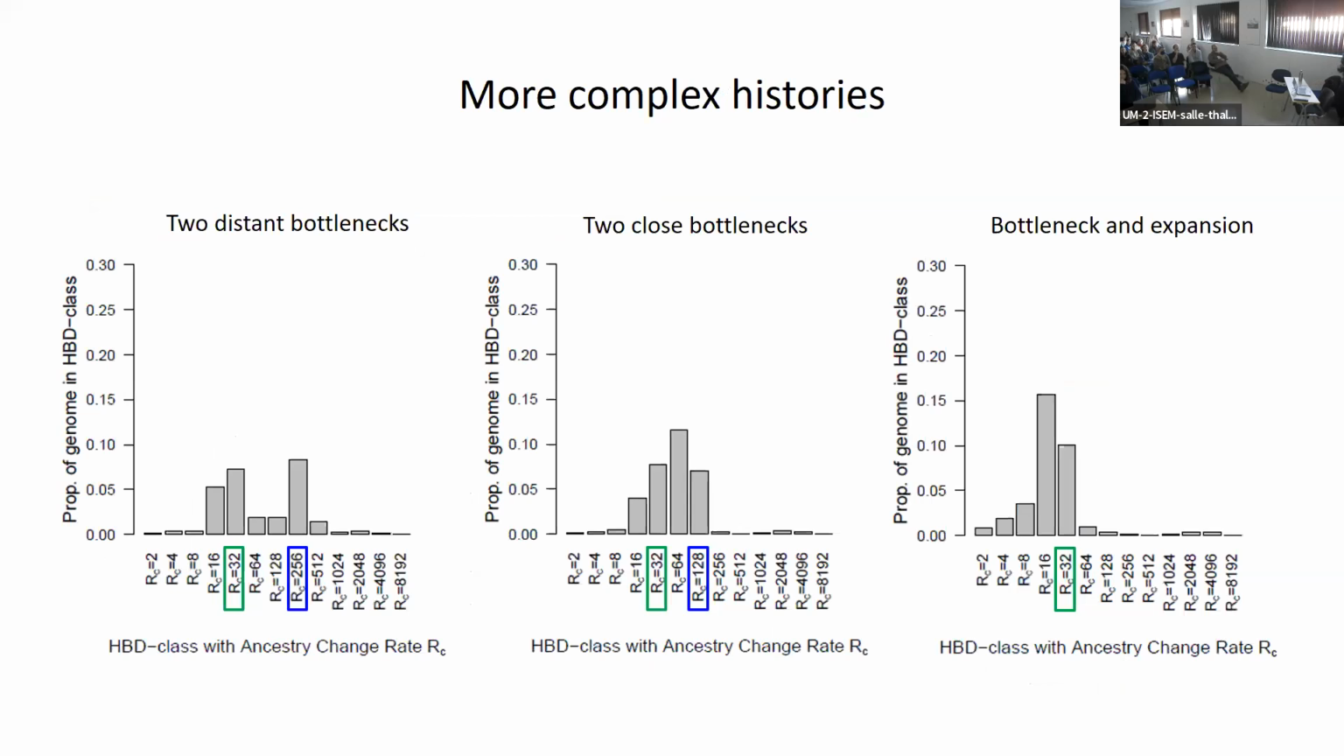Of course, this is quite approximative, and we show also examples using the hidden Markov model with more complex histories where we would have two distant or close bottlenecks. In that case, we still can guess a bit the history, but it becomes less precise. For instance, with two close bottlenecks, it will concentrate the inbreeding in the middle of it. And with a bottleneck followed by an expansion, you see when the bottleneck occurred, but you cannot clearly see the history.